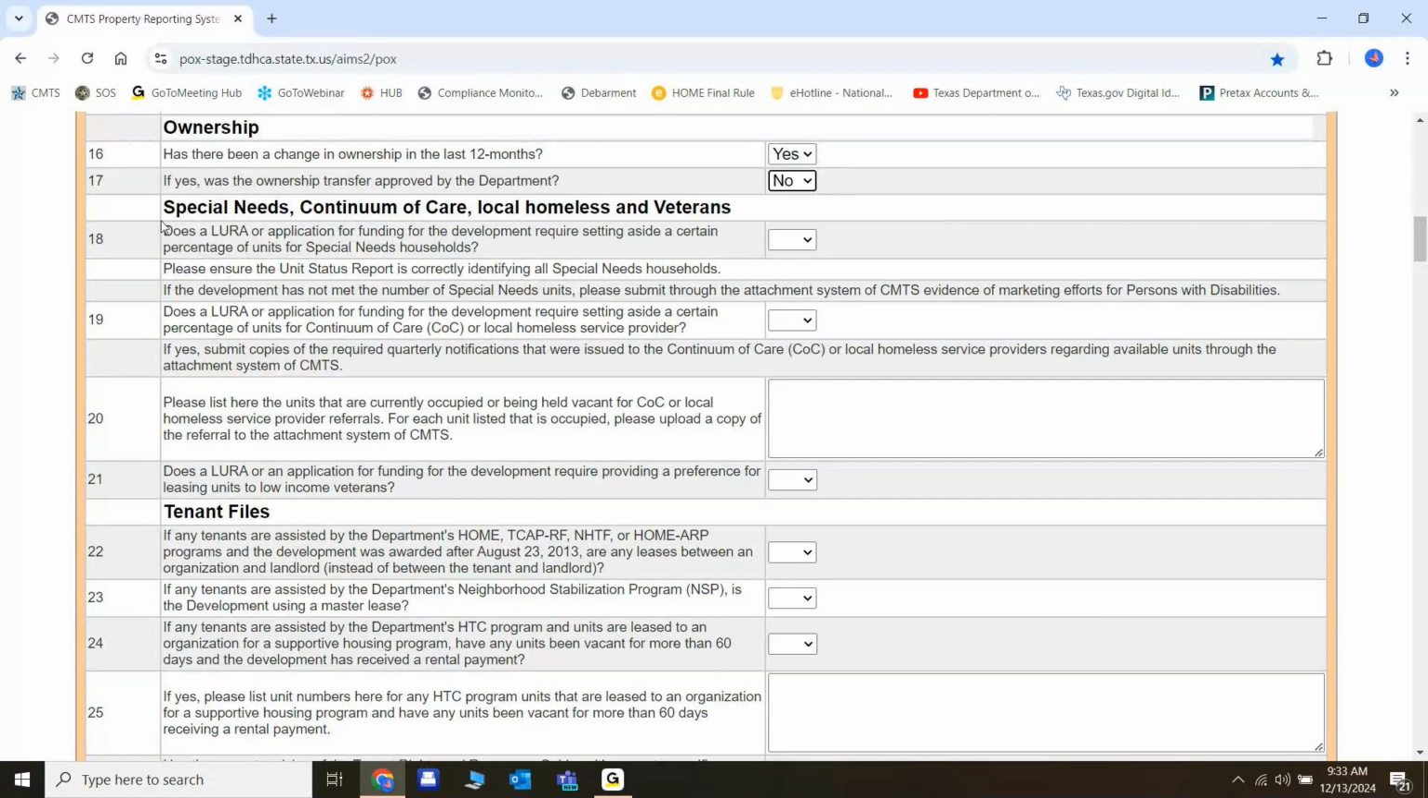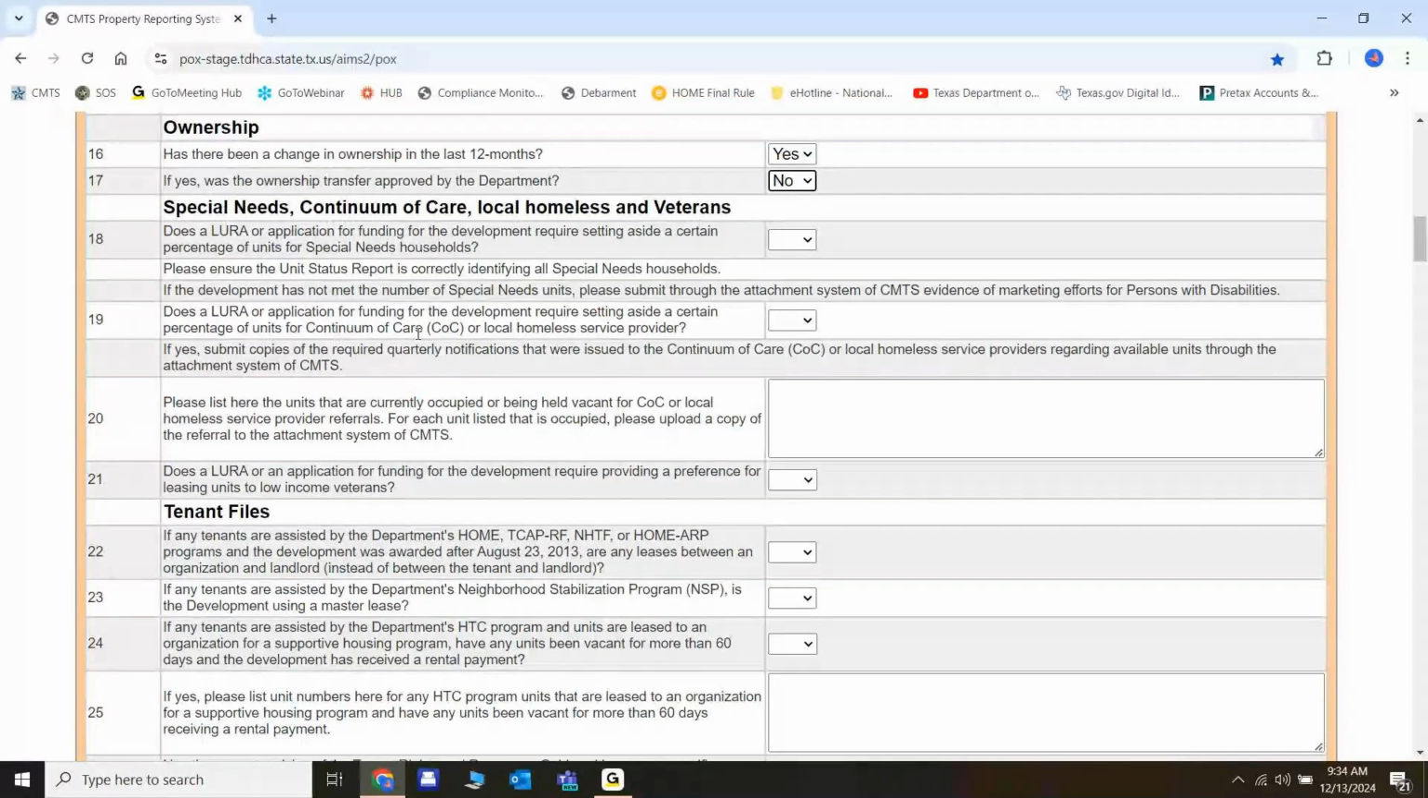The next section is special needs, continuum of care, local homeless, and veterans. There is a lot of this section that got expanded because continuum of care is in some of our land use restriction agreements. And now we also have veterans that is now showing up in our land use restriction agreements. So we need to know what we're monitoring. I mean, these are going to be in your land use restriction agreement or your application. So you see it says either one because we're monitoring from either one of them.